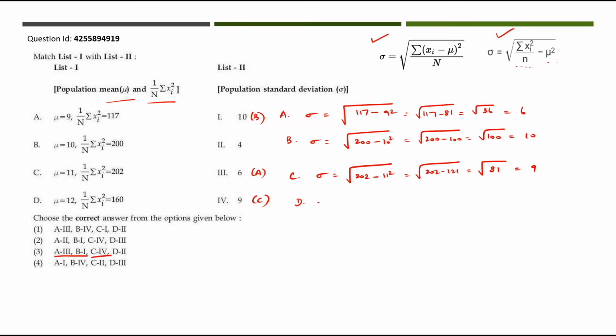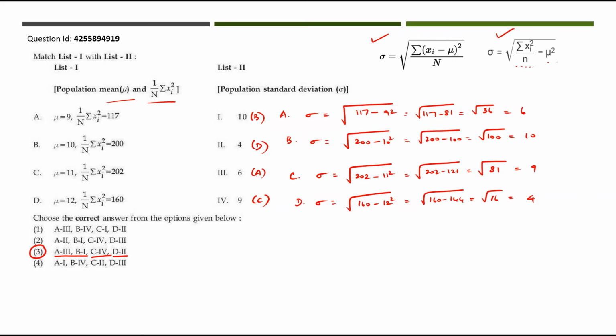What about D? Standard deviation is equal to square root of summation of xi square divided by n value is 160. Mean value is 12. So this is 12 square. 12 square is 144. 160 minus 144 will give a value of 16. Square root of 16 is 4. D will be mapping to 2. D2 is here. Option number 3. A3, B1, C4, D2 will be the right answer.